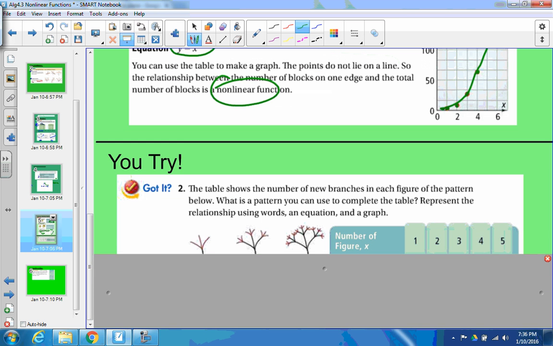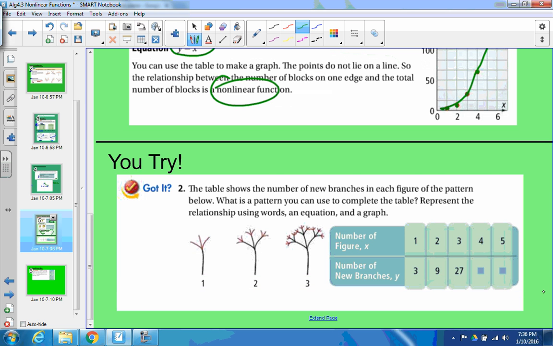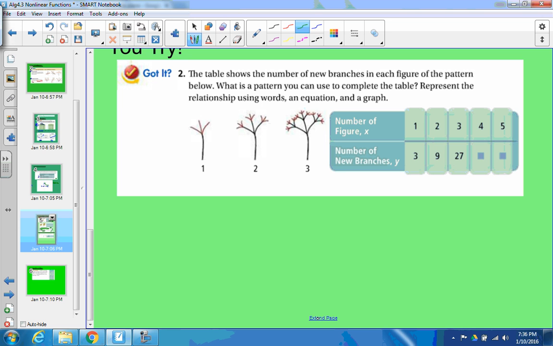So I'd like you to try this one on your own. Try to figure out the pattern. It says the table shows the number of new branches in each figure of the pattern below. What is a pattern you can use to complete the table? Represent the relationship in words, an equation, and a graph.